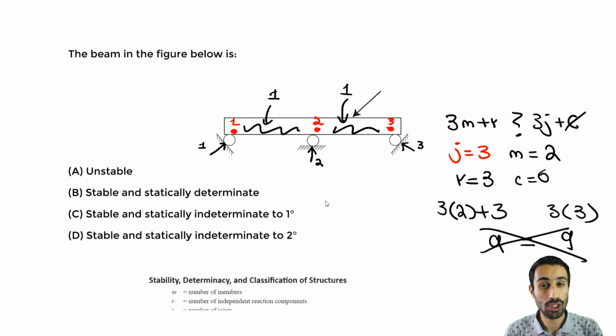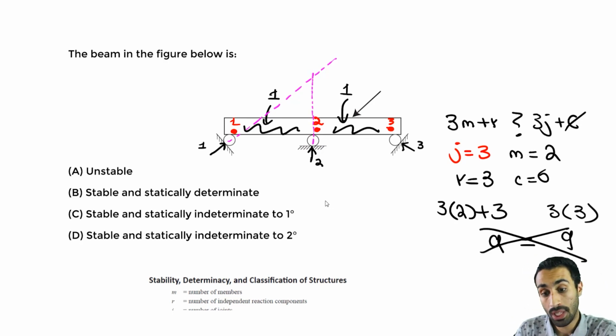In this one, there's something to look for: when you have reactions that are concurrent, meaning they meet at a point, we know it will be automatically unstable. What does this mean? We know that this normal reaction will have a line of action. Let's just denote it like that. That's going to be the line of action for that reaction. This reaction is just vertical, and it will have a line of action as well.